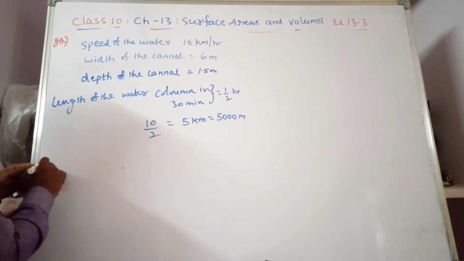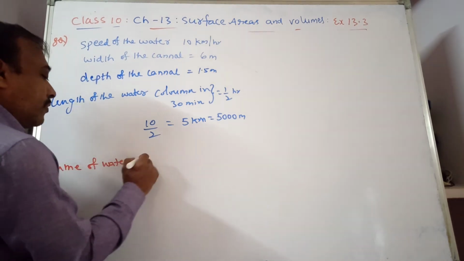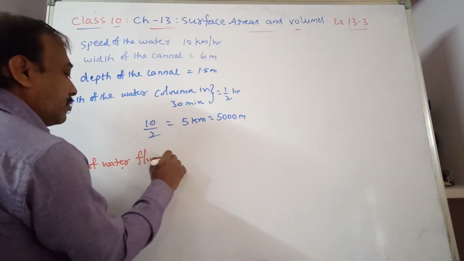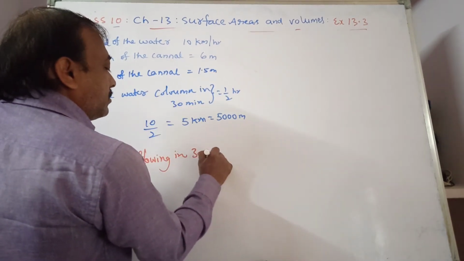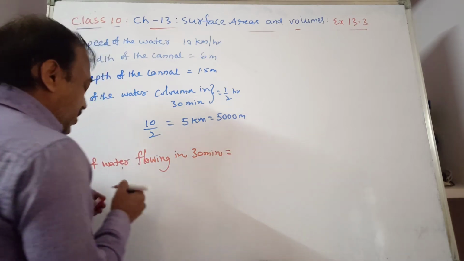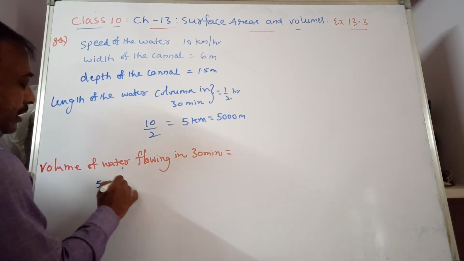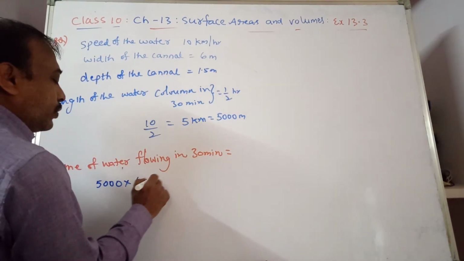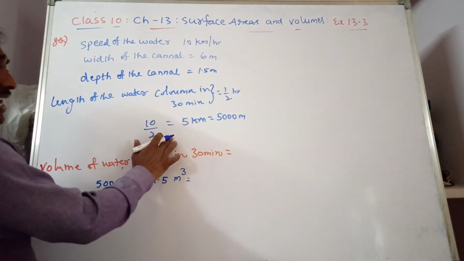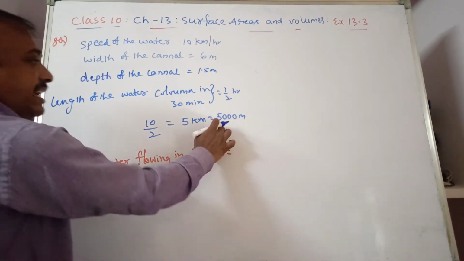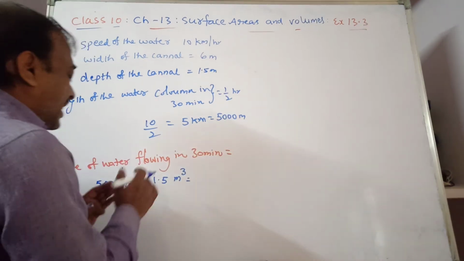So the volume of water flowing in 30 minutes into the canal is 5000 into the width 6 into 1.5 meter cube. Directly we calculated for half an hour the length, which is how much? Here 5000 meters. So this is the volume of the water flowing through the canal in 30 minutes.